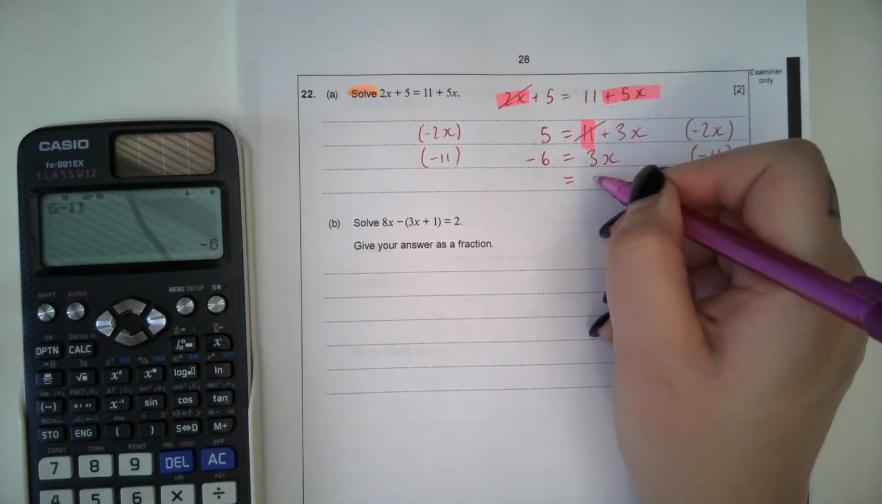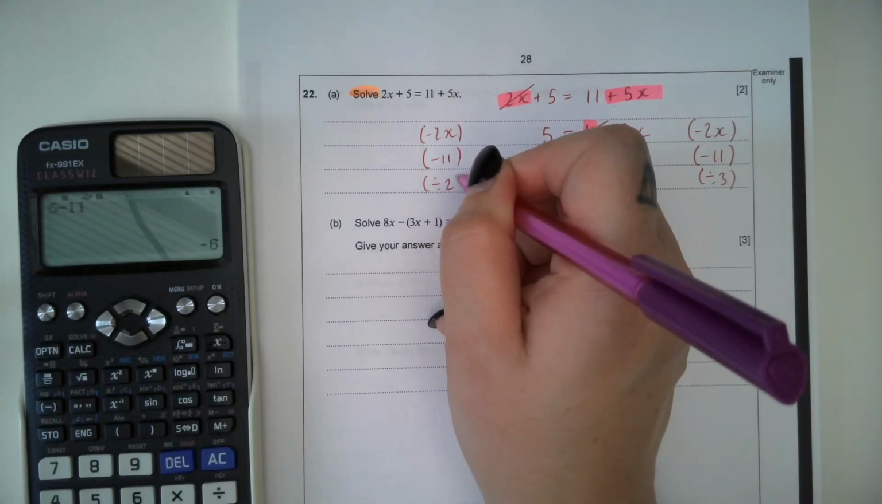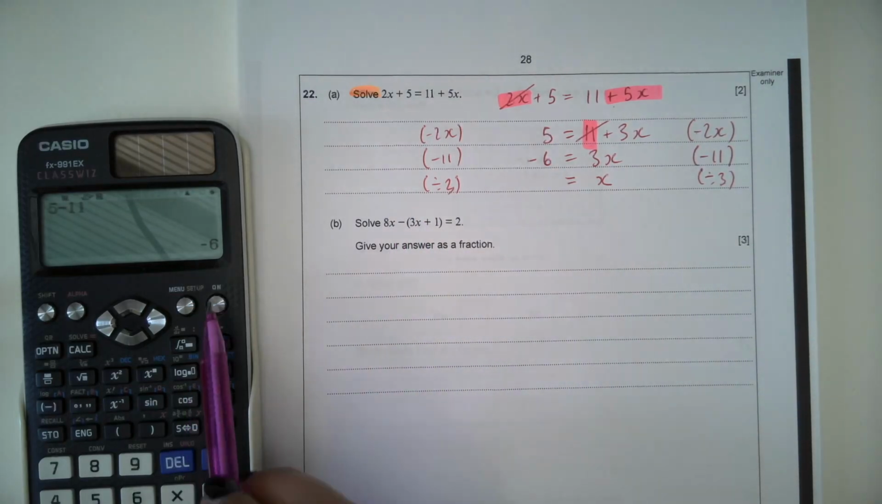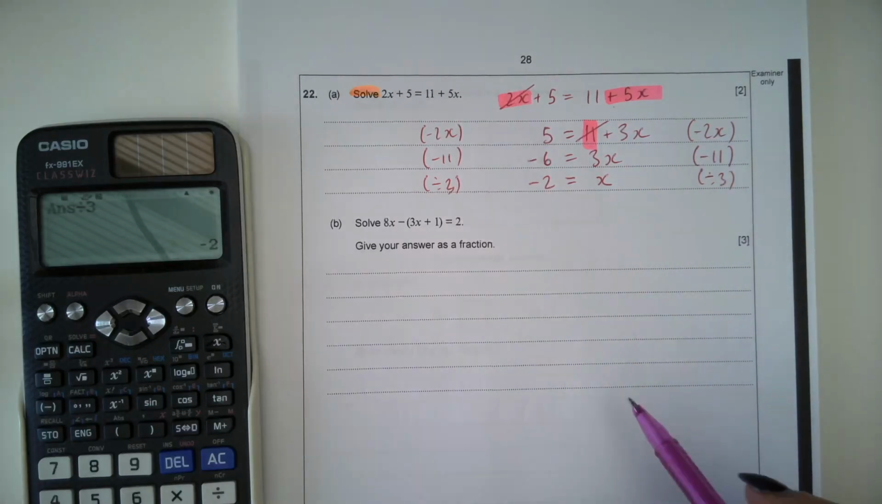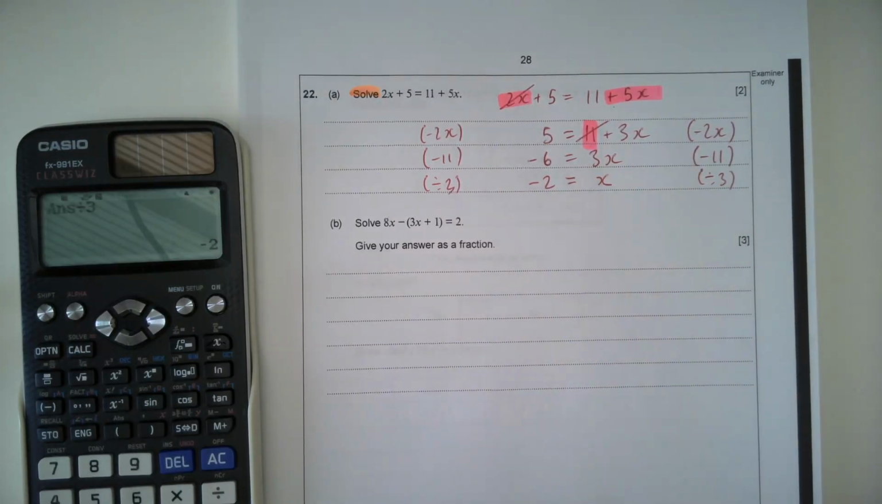3x divided by 3 eliminates the 3 there and isolates x for me. But I have to do the same on the other side. So I have to do negative 6 divided by 3. I've got it in my calculator still. So that gives me an answer of negative 2. I don't need to write this any differently. This is going to get me the marks, guys, okay? So x is equal to negative 2.